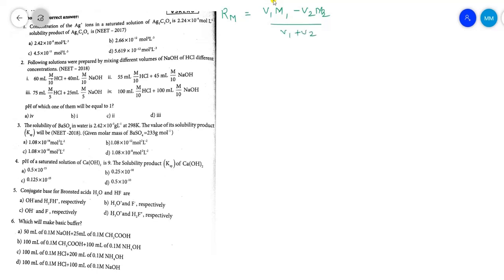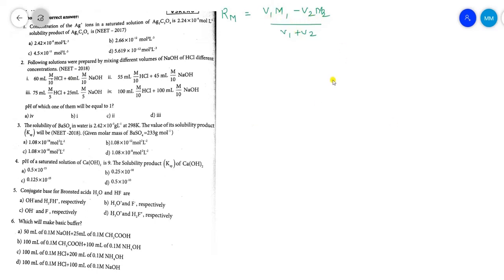If the two solutions are of the same type, you have to apply the plus sign. If the two solutions are different, you have to apply the negative sign. It is acid and base. V1 is the volume of the first solution, M1 is the molarity of the first solution, V2 is the volume of the second solution, and M2 is the molarity of the second solution. Which one has to be substituted first, V1M1 or V2M2? The higher value goes first.